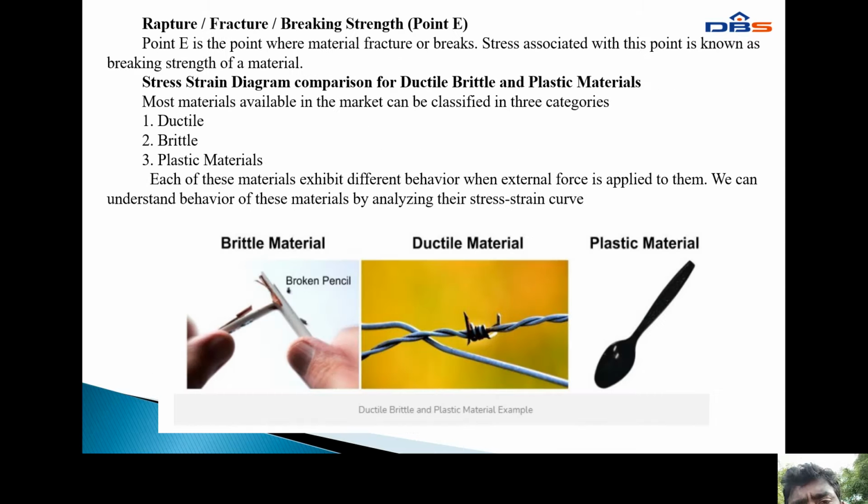Next, this is the rupture or fracture breaking strength, point E. The last point in this stress strain curve diagram is rupture, fracture, or breaking strength E. Point E is the point where the material fractures or breaks. Stress associated with this point is known as the breaking strength of a material.